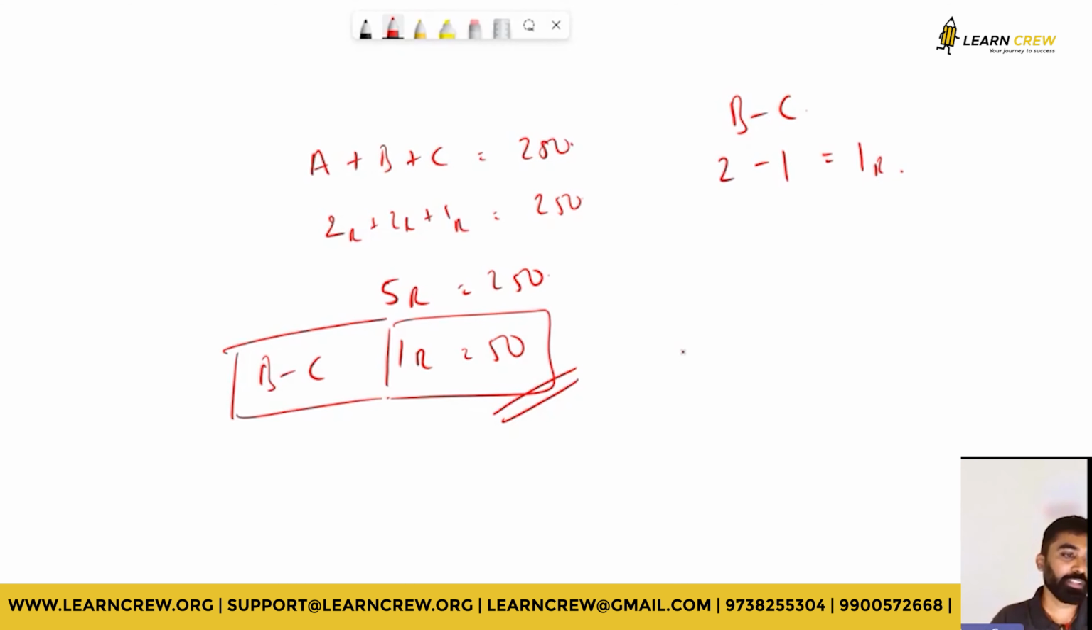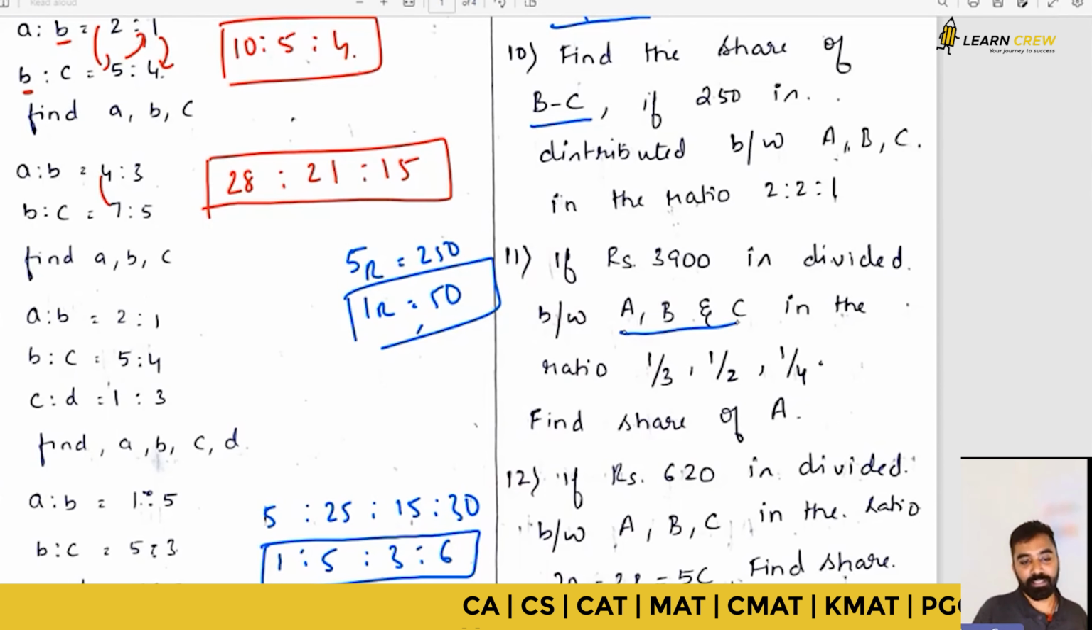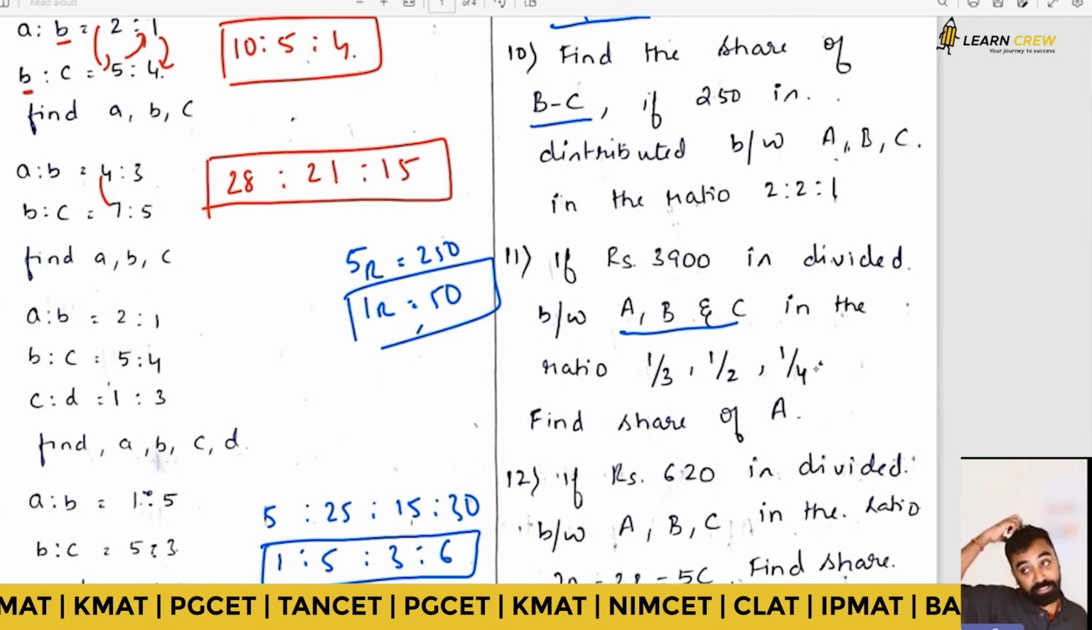Clear? Online? All clear? Yes, sir. Okay, 11th one. If rupees 3,900 is divided between A, B and C in the ratio 1 by 3, 1 by 2 and 1 by 4, find the share of A.